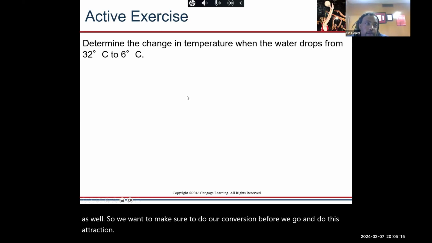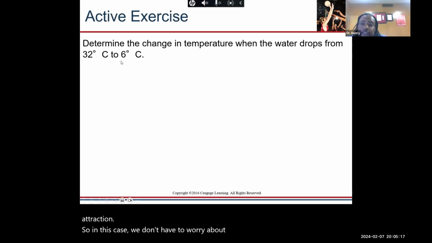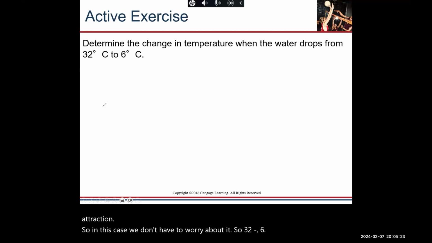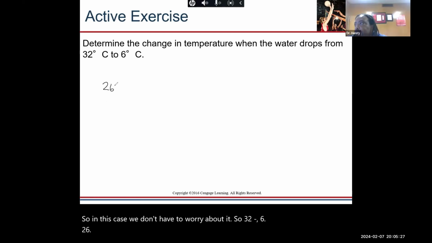So in this case, we don't have to worry about it. So 32 minus 6 is 26. Okay, so it's 26 degrees Celsius. Okay, straightforward, not too bad, right?